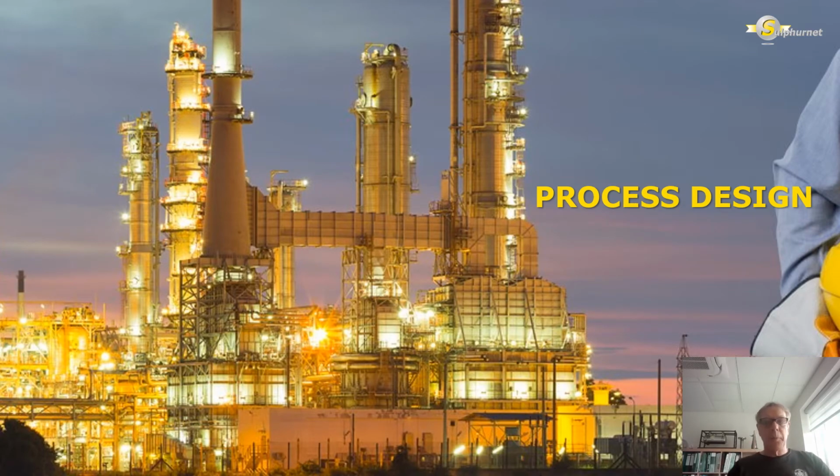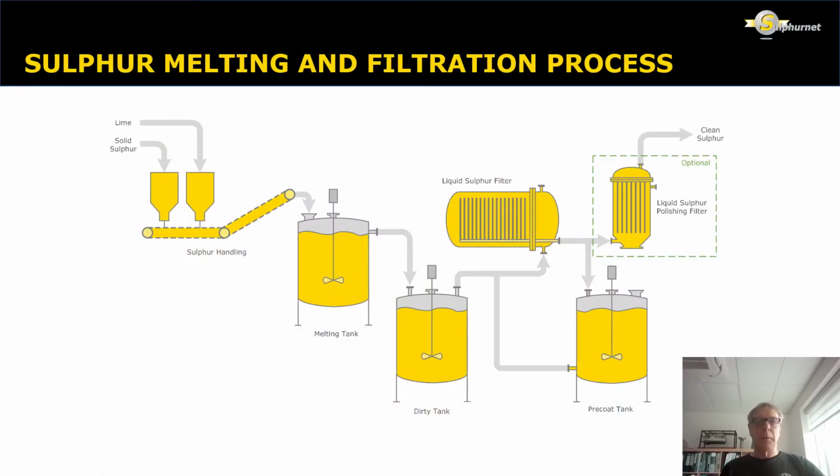About this process, we can inform you that Sulphurnet offers a complete process. From the supply of solid sulfur, mixing with lime, bringing it to a sulfur melting tank, we have an overflow to a dirty tank from where the sulfur is pumped to the liquid sulfur filter. We also have a dedicated pre-coat tank to bring the pre-coat level on the filter leaves. Optionally, we have a liquid sulfur polishing filter which can be installed after the liquid sulfur filter.